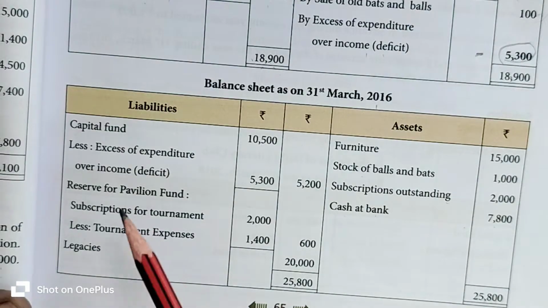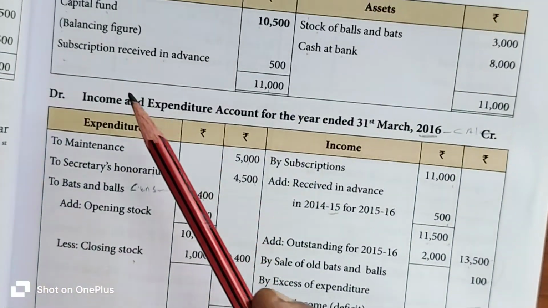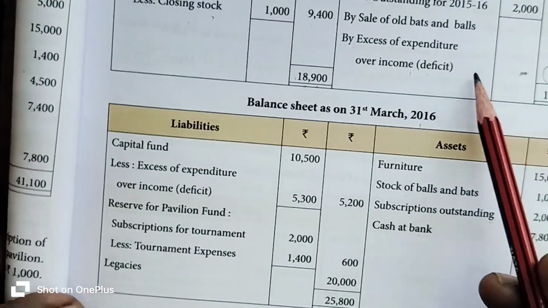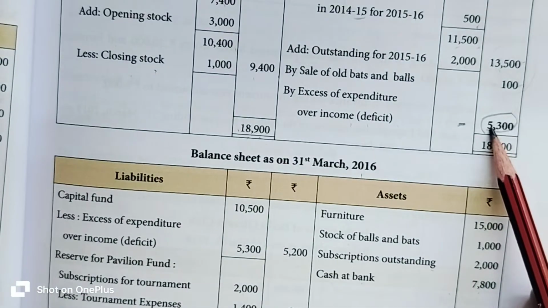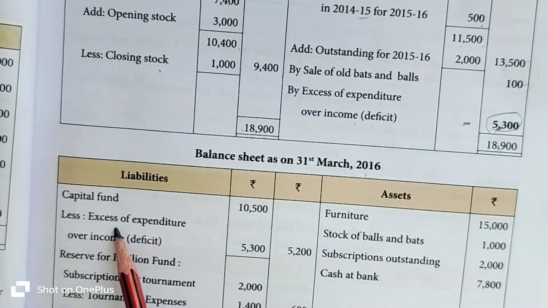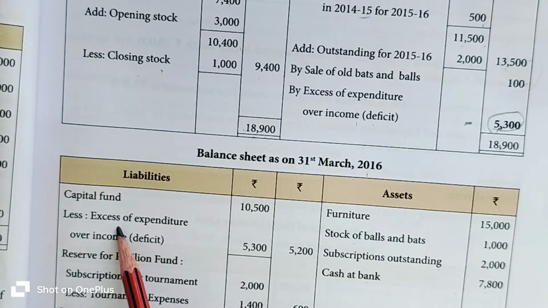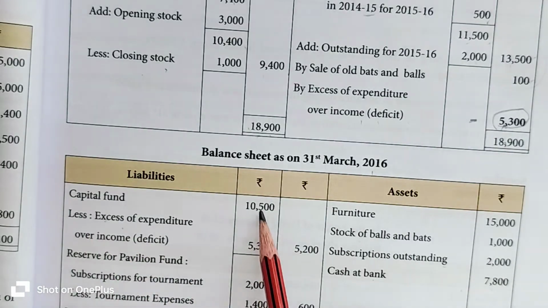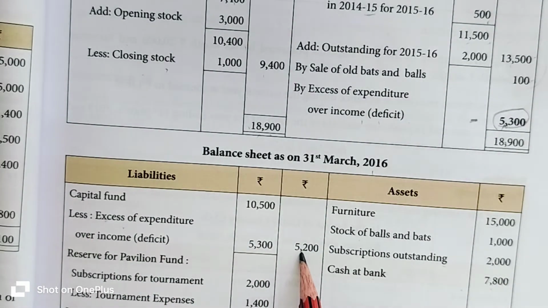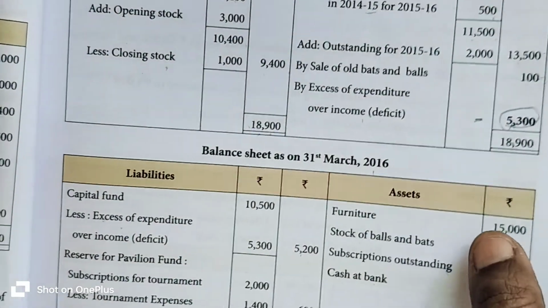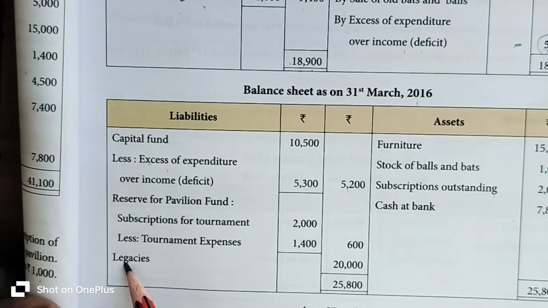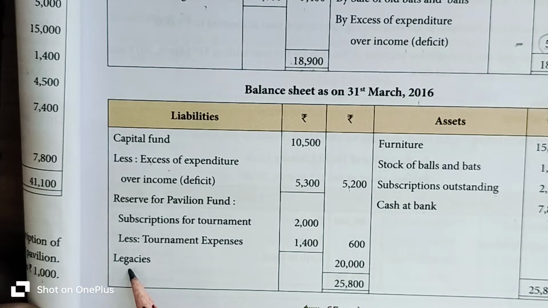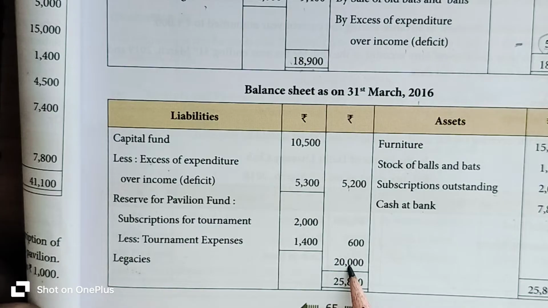On the liability side, capital fund, which we just found as 10,500, we have to subtract the deficit value of 5,300 rupees from the capital fund. If you get a surplus, you have to add it. If you get a deficit, you have to subtract. Okay, after subtracting, you will get 5,200 rupees. And legacy is a capital receipt. Okay, it will be entered on the liability side, 20,000 rupees entered.